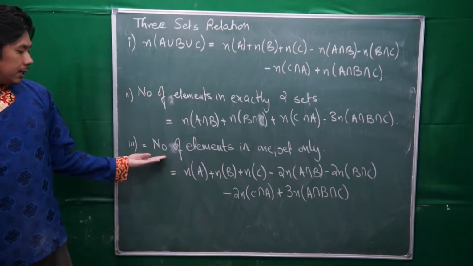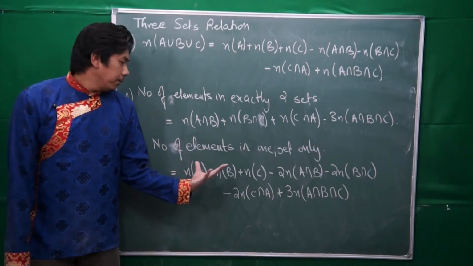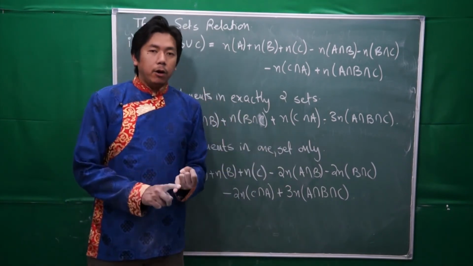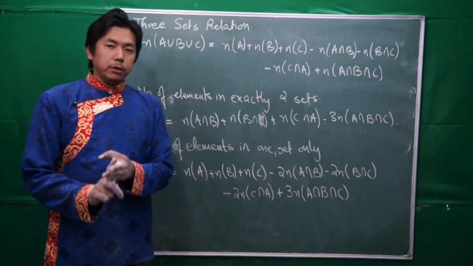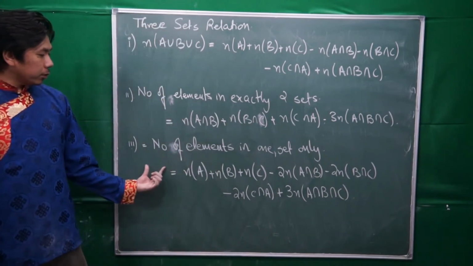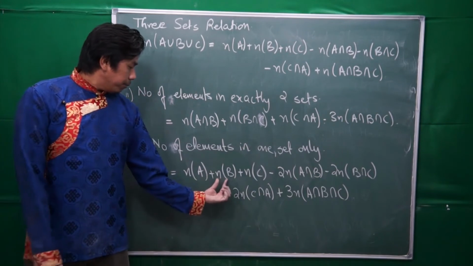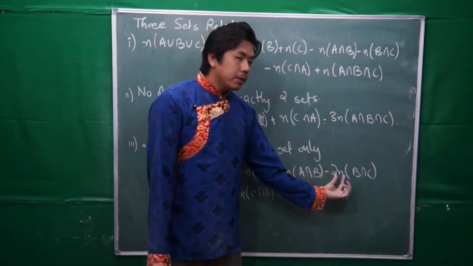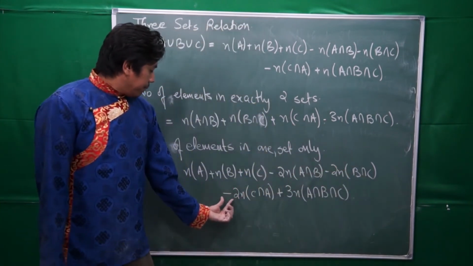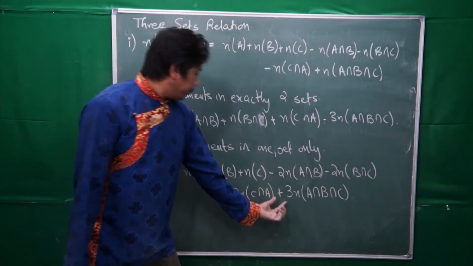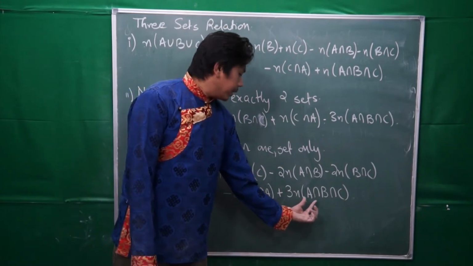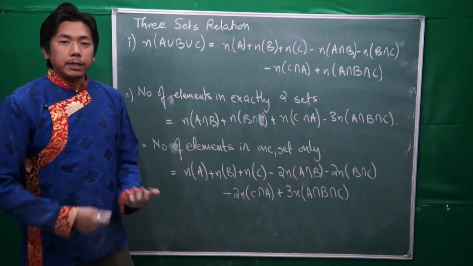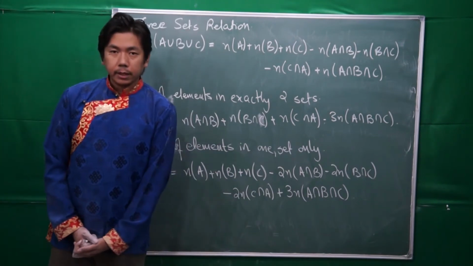Likewise, in this relation, you find the number of elements present in a single set only, exclusively to A or exclusively to B or exclusively to C. So that total number would be number of A plus number of B plus number of C minus 2 times number of A intersection B minus 2 times number of B intersection C and minus 2 times number of C intersection A plus 3 times number of A intersection B intersection C. Now, how did these relations come about? We'll be discussing next. Thank you.